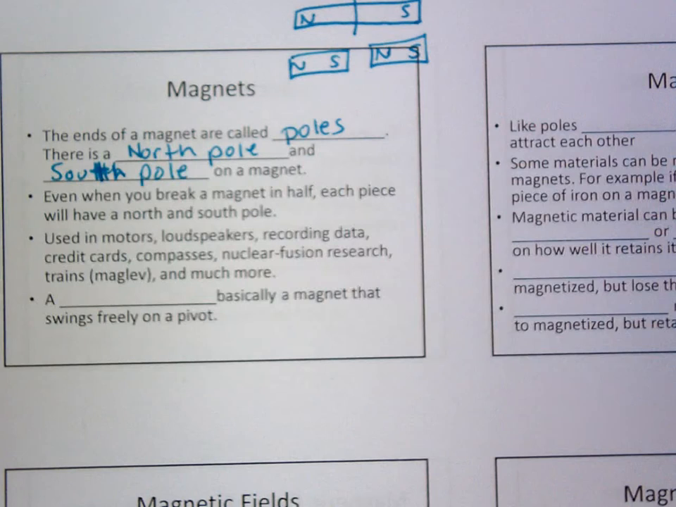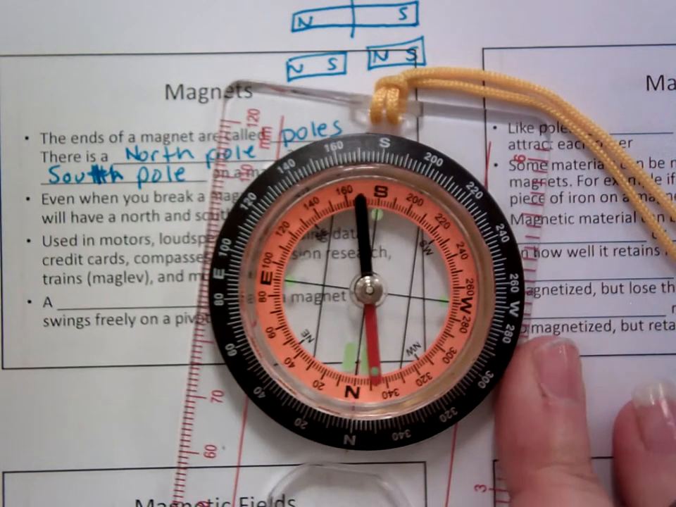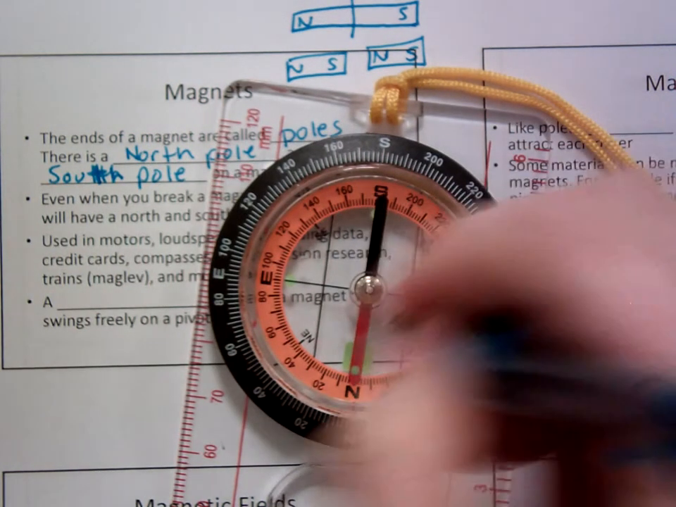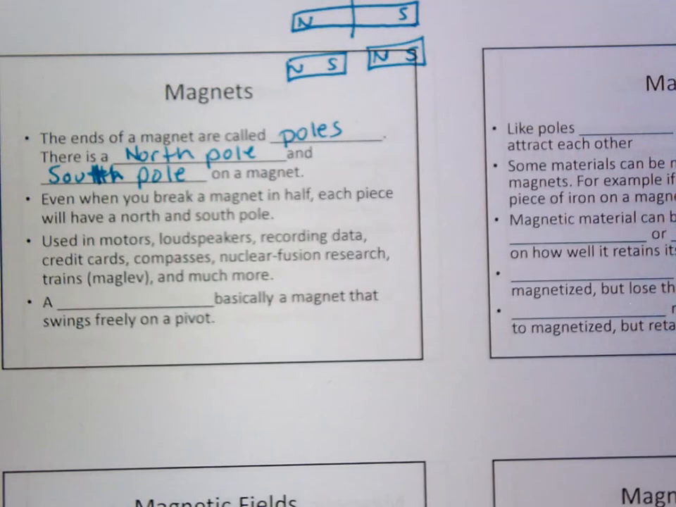A compass, like this one, is actually a magnet that's able to spin freely on a pivot. We use it in maglev trains. Maglev stands for magnetic levitation. And all kinds of other stuff, which some of it we'll talk about, but I think that's enough for now.